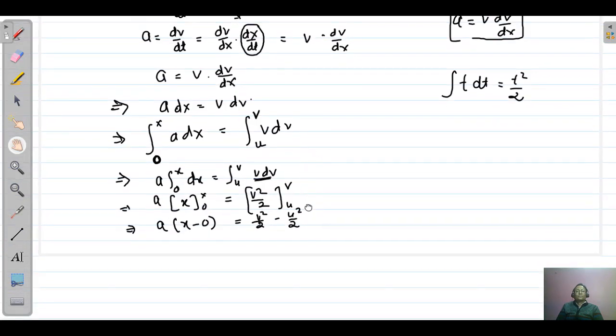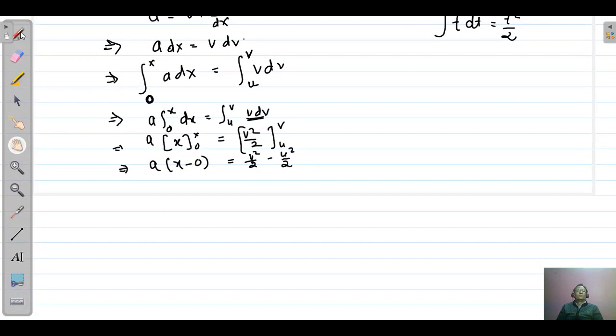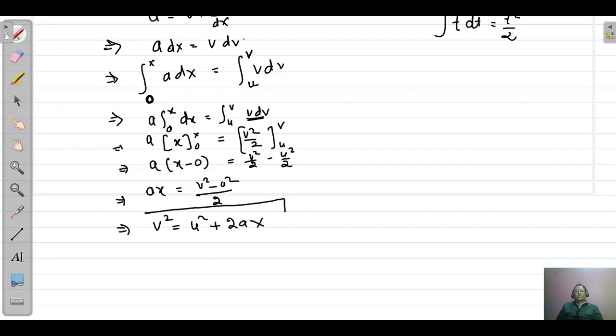This implies that ax = (v square minus u square) by 2. The 2 is taken out, and rearranging the terms, we finally get v square = u square + 2ax. This is our third equation of motion. So we have derived our three equations of motion using the concept of differential and integral calculus.